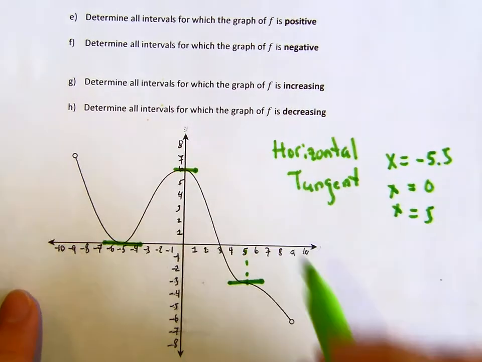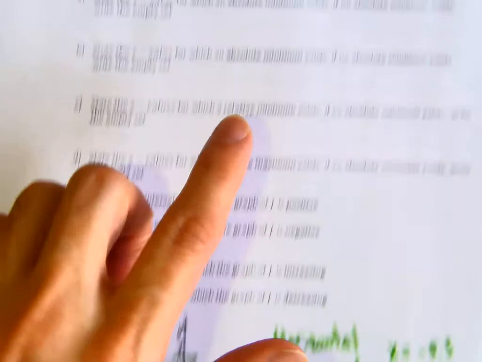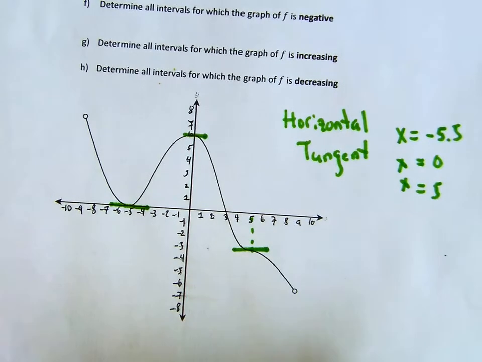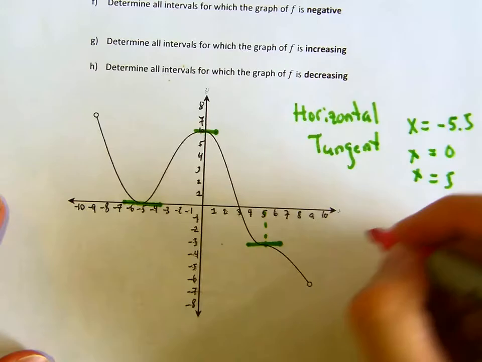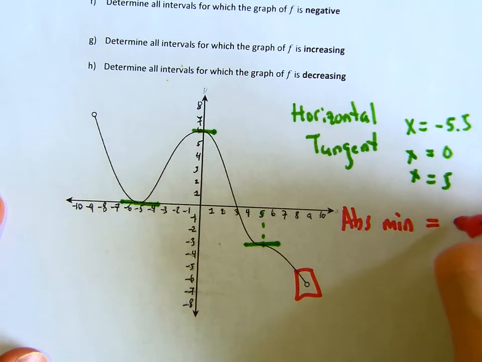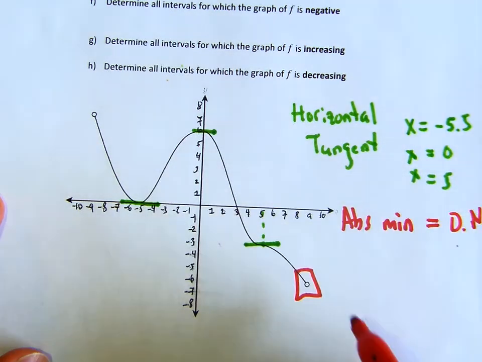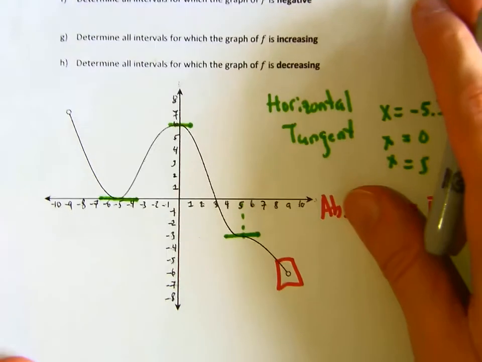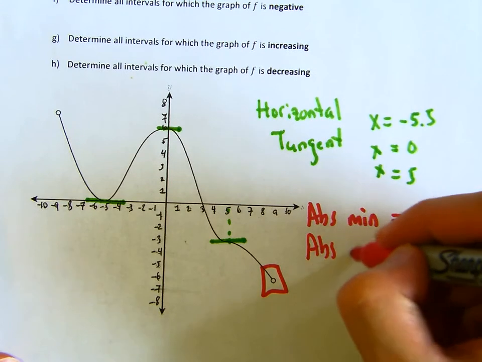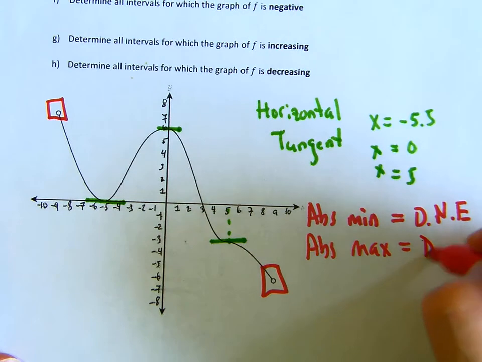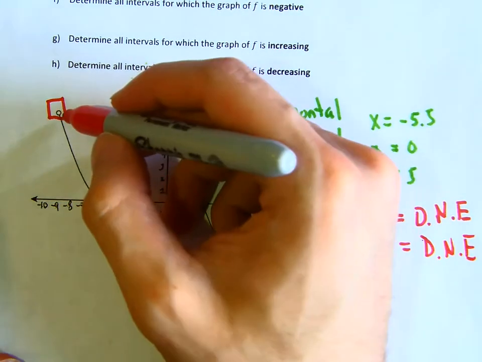Okay. What about an absolute minimum? Where would the absolute minimum and maximum exist over here? The absolute min does not exist because here we have an open circle, and remember, the function has to be defined. What about absolute max? This one also does not exist because it's not defined at its highest point.